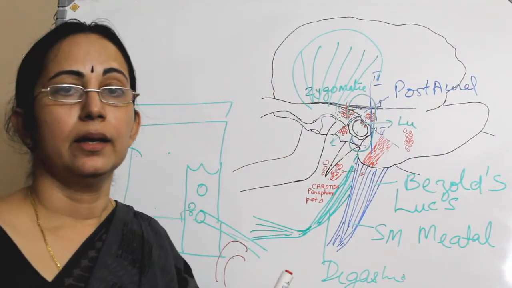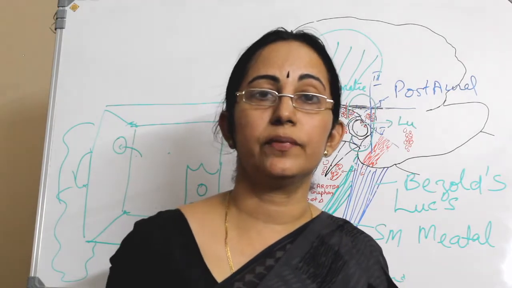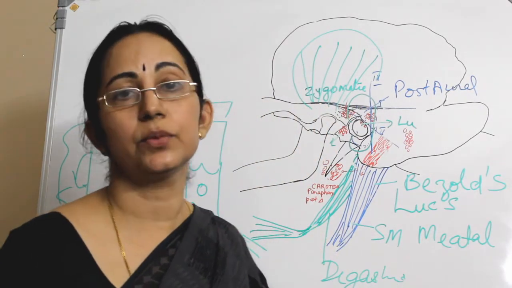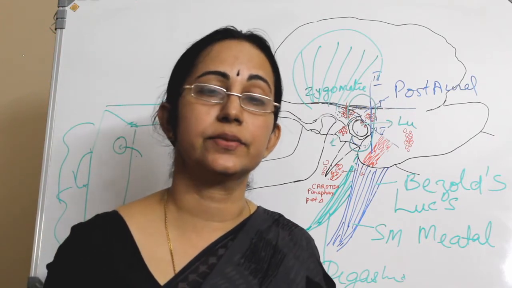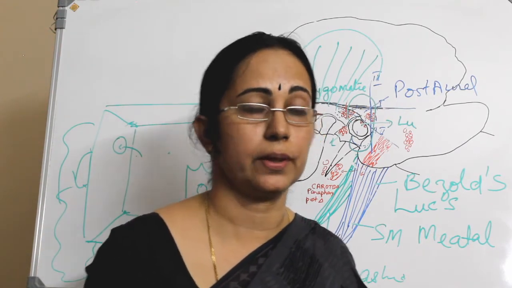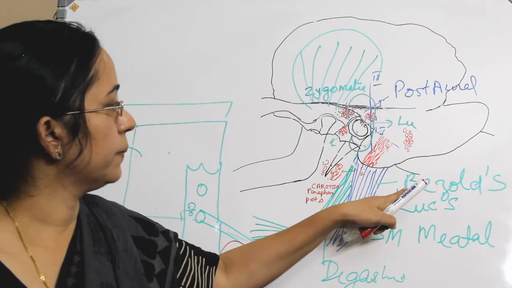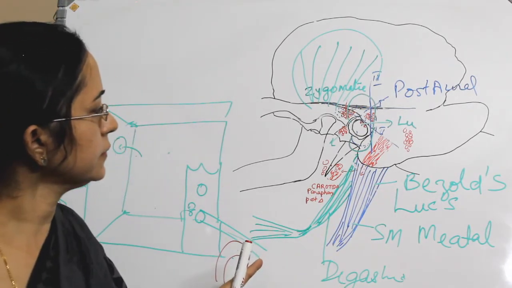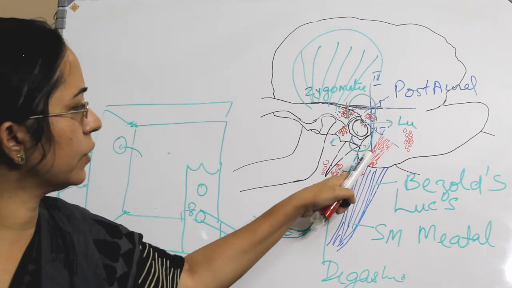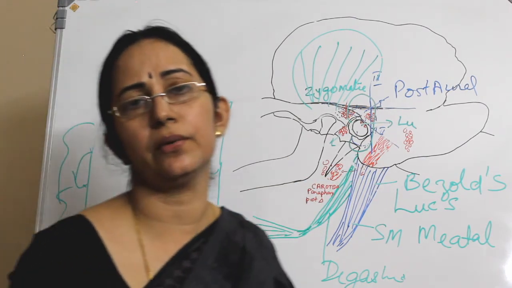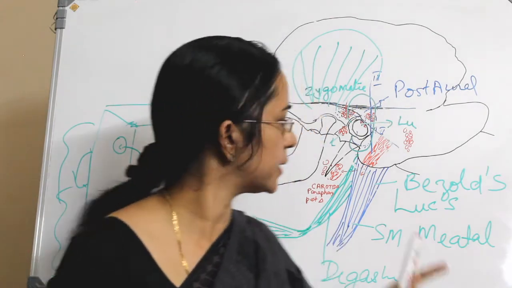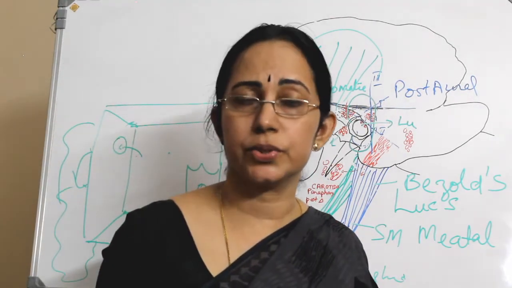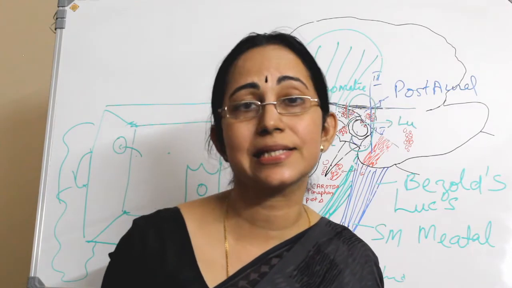Okay. Of the abscesses, the most common one is a postaural abscess, I told you. And the second most common in our area is found to be a Bezold's abscess. So, Bezold's abscess, when it tracks along the sternocleidomastoid. And if it tracks along the posterior belly of digastric and going towards the posterior triangle of neck, it is called a Citelli abscess.